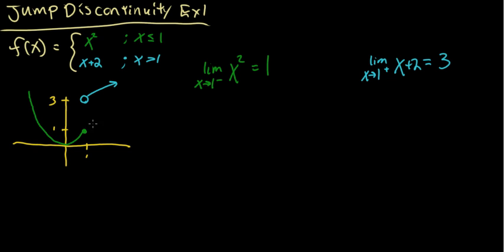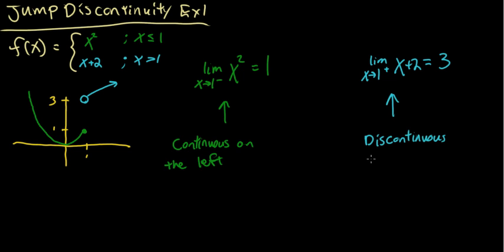And because whenever we actually plug in 1, we get the value 1, we can say that this whole function is continuous on the left and it's discontinuous on the right. So the limits of these two things are not equal.